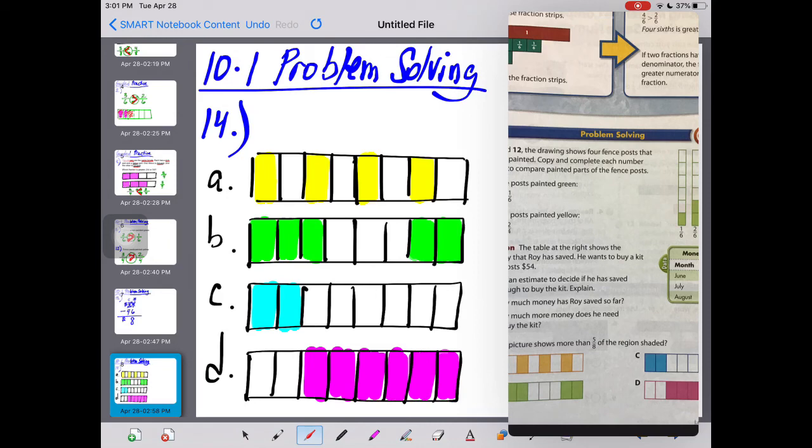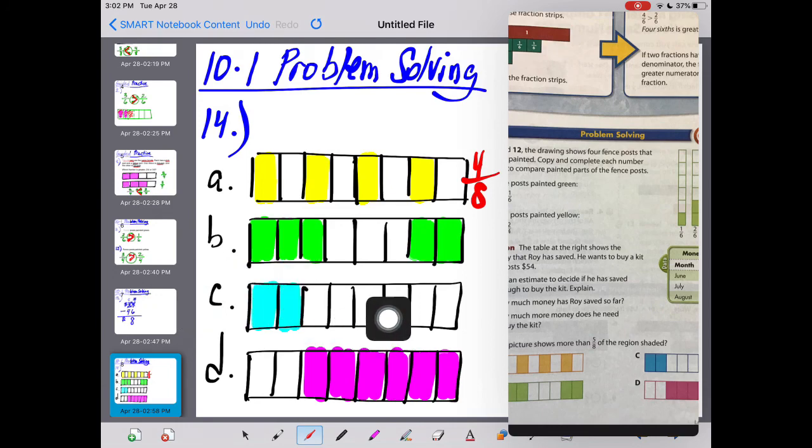Okay. Well, let's take a look. Here's what I went through. I took a look at A, and I said, okay, there's 1, 2, 3, 4, 5, 6, 7, 8. Okay, good. We have eight things, 8 individual pieces. That's the denominator 8. And how many are shaded? 1, 2, 3, 4. 4/8 were shaded. Is that greater than 5/8? That's a no. Now I look over here.